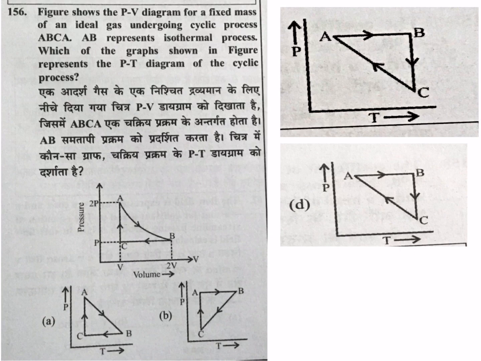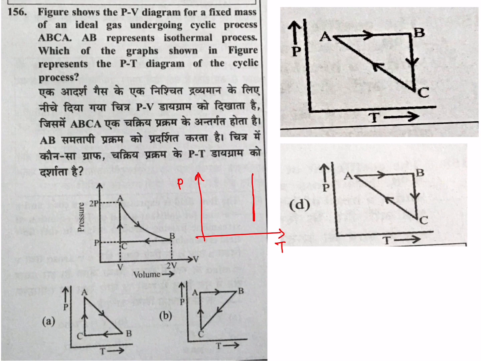Question: the figure shows the PV diagram for a fixed mass of an ideal gas undergoing cyclic process ABCA. AB represents an isothermal process. Which of the graphs shown in the figure represents the PT diagram of the cyclic process? I think some printing mistake is there in the options, because AB is an isothermal process. Isothermal process means in the PT diagram it should come like this, vertical, the AB process.